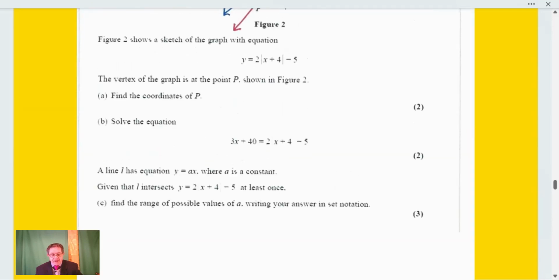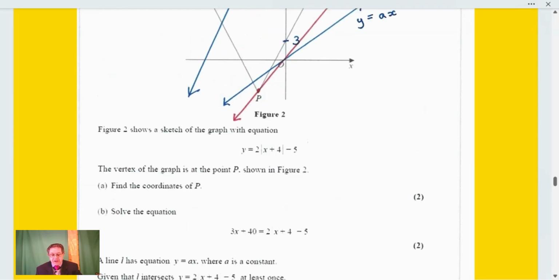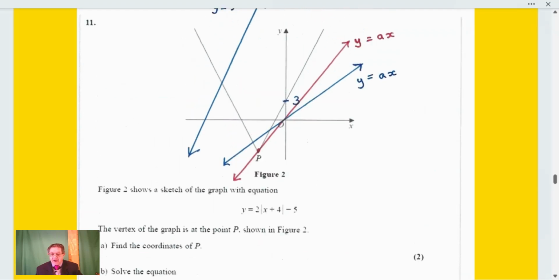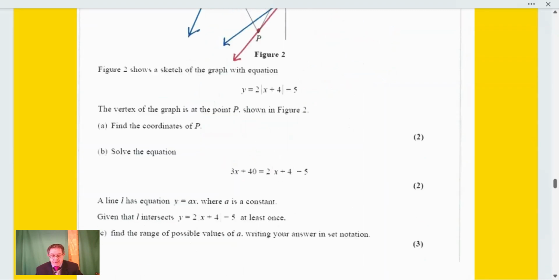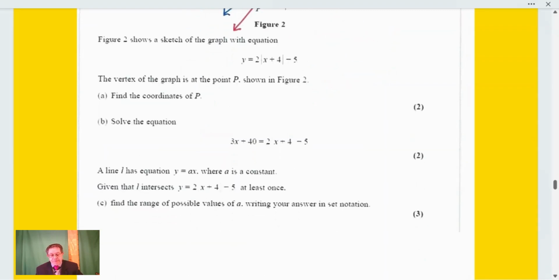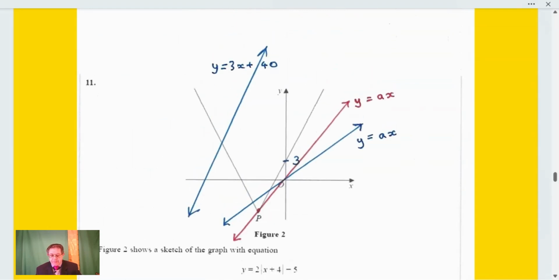Part C. We are now told that line L has equation y equals ax, where a is a constant. So it's a straight line through the origin with a gradient a, where a is variable. It's a parameter. The question is, find the range of possible values of a, writing your answer in set notation. So we think about this graphically.